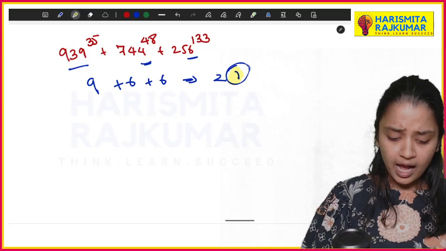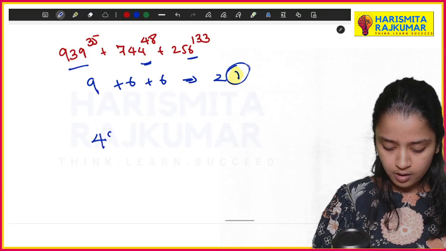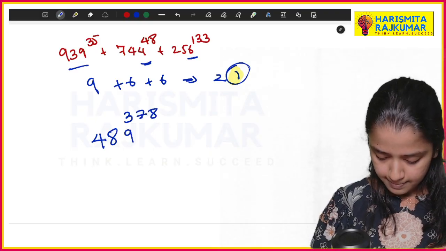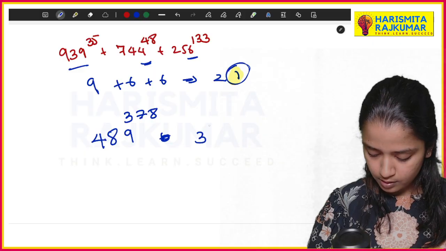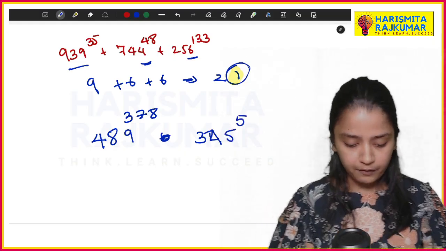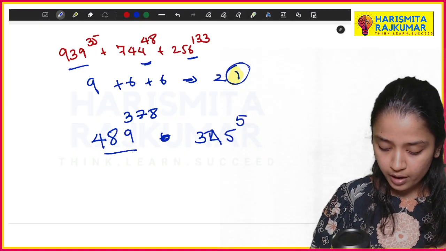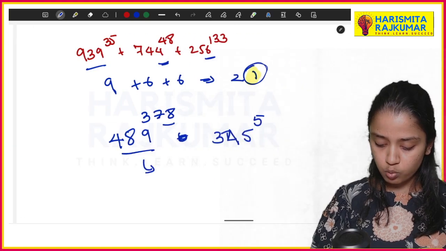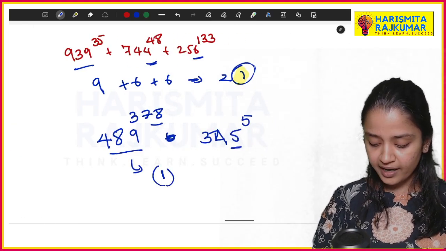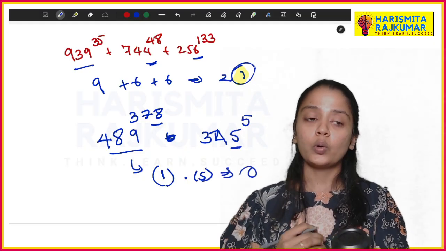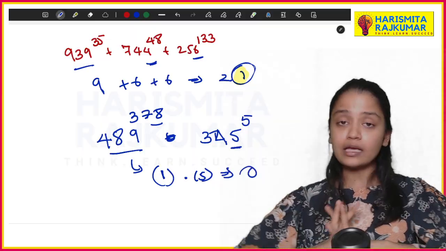If you want, I'll give you one more sum. Try solving 589 power, into, 345 power 5. So 9 power even is 1. 1 into 5 power any number is 5. So your last digit is 0. Okay. So I hope this is very clear for you.